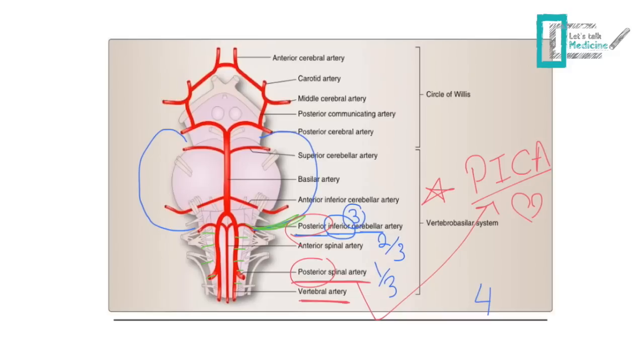Now, moving to the basilar artery. As previously mentioned, it is formed from the union of the two vertebral arteries at the pontomedullary junction. Now, as it moves upwards at the anterior surface of the pons, it will give you an anterior inferior cerebellar artery, which will actually supply the inferior and the anterior surface of the cerebellum.